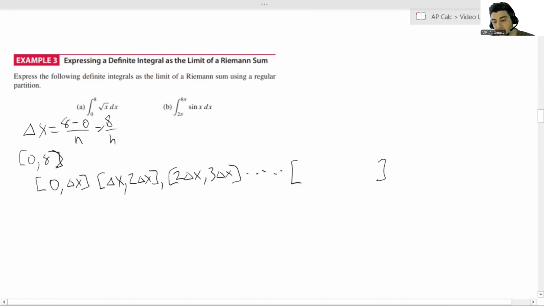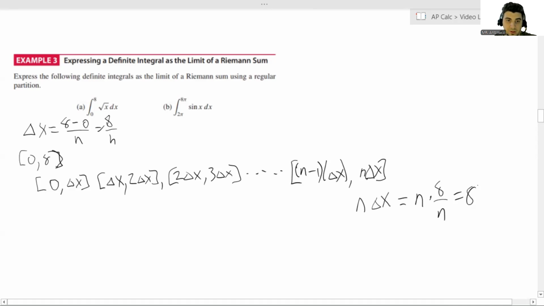The last interval has to end at n delta x. So that means it started at n minus 1 times delta x. Okay, so the right endpoint of the last subinterval is n times delta x, which is n times 8 over n, which would simplify to 8, as it should, because our interval goes from 0 to 8.